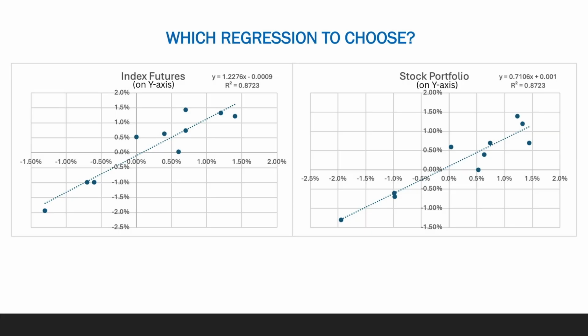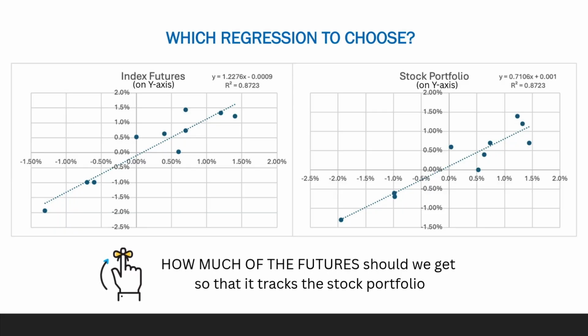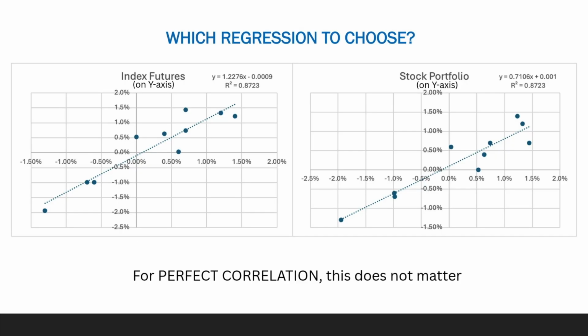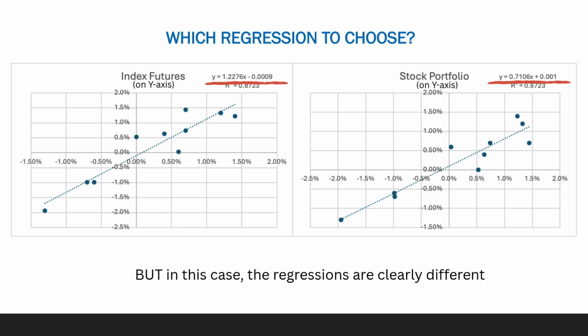Okay, here is the key point. Because we want to use the futures to hedge our stock portfolio, we are really asking ourselves how much of the futures should we get so that it tracks the stock portfolio. If the correlation was exactly equal to 1, it doesn't matter how we present the data, there'll always be a one-to-one correspondence. But in this case, it's clearly not. So what do we use?